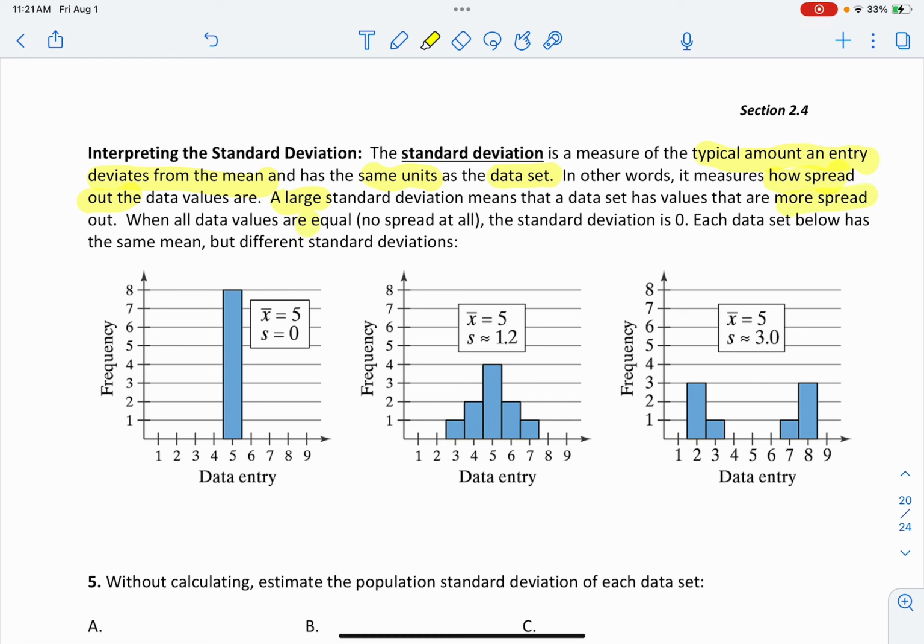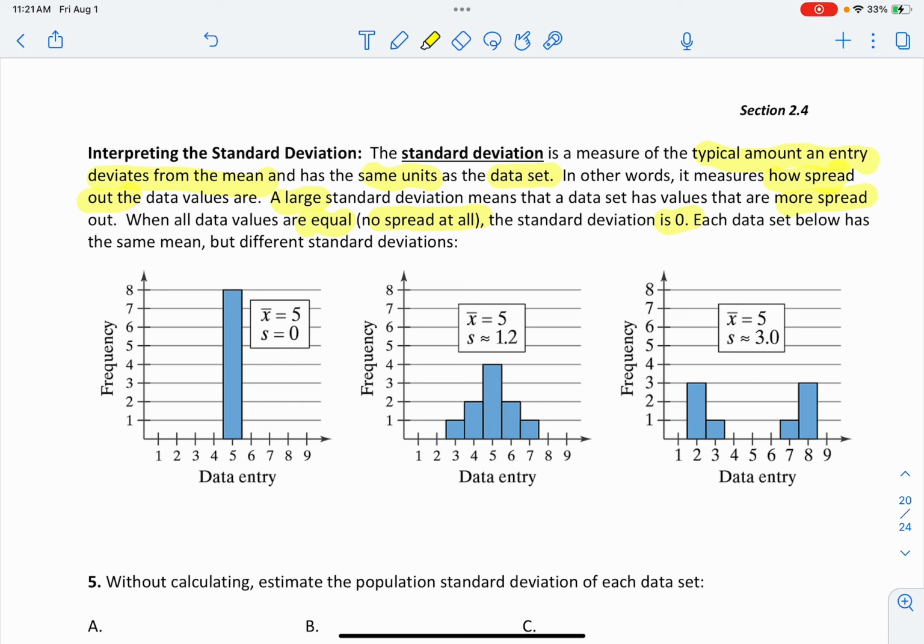If all the data values are equal, there's no spread at all. The standard deviation is 0. That makes sense, right? No spread, no standard deviation. And then if you have a small standard deviation, of course, you're going to have a smaller number.